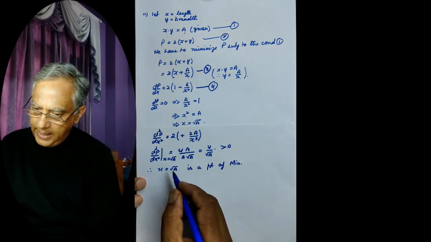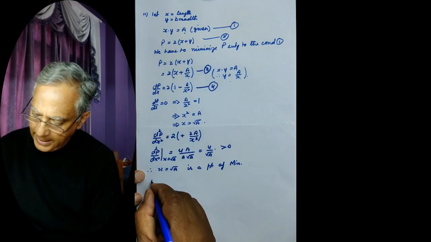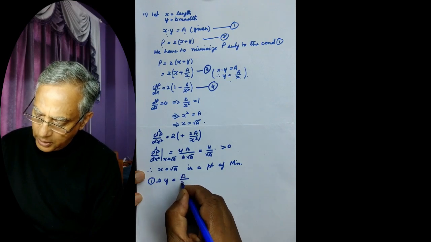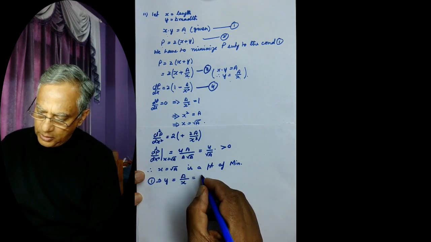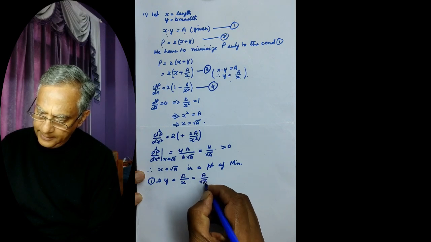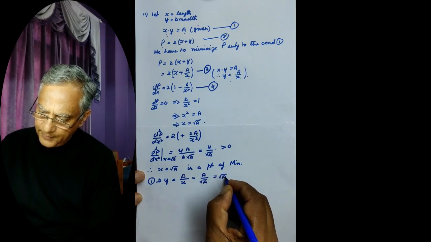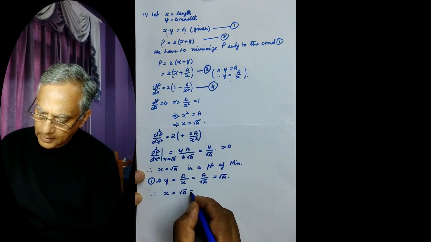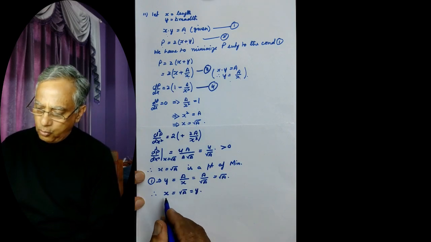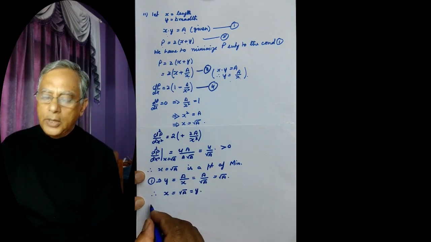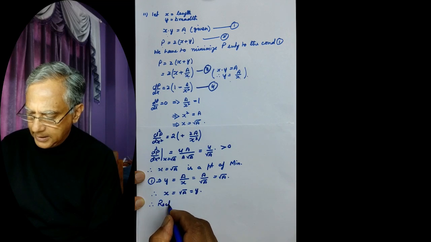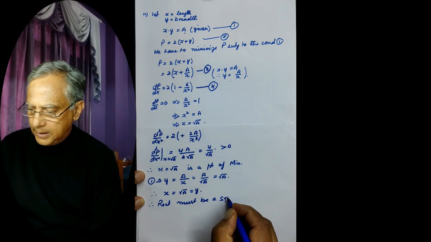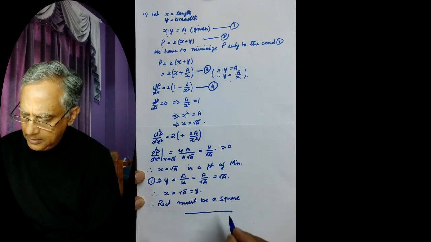And when x is root a, from 1 we have y is equal to a over x. And this is equal to a over root a is equal to root a. Therefore x is equal to root a is equal to y. Therefore given rectangle is a square. Therefore rectangle must be a square. Hence proved.